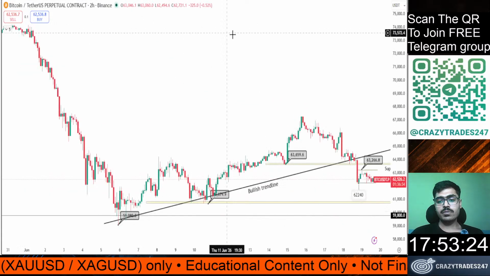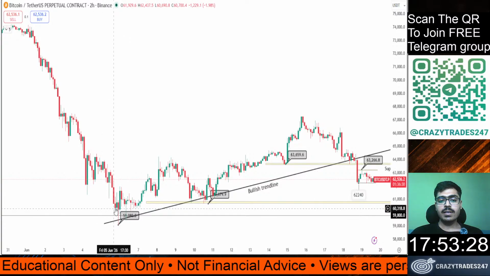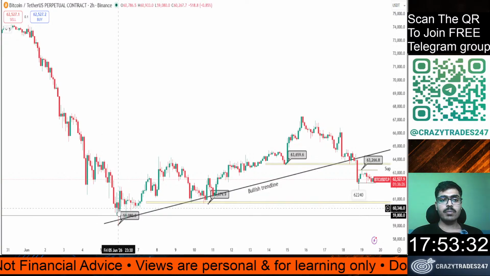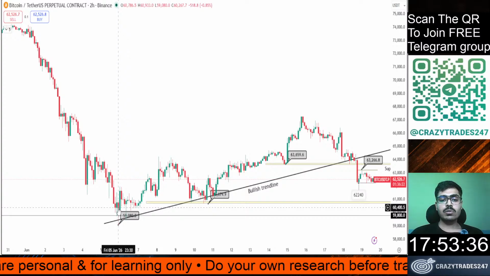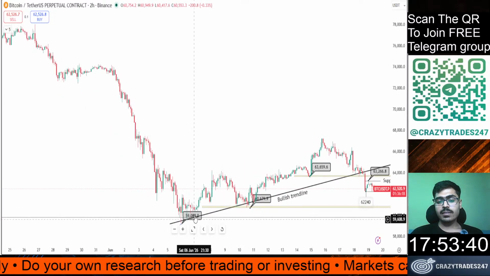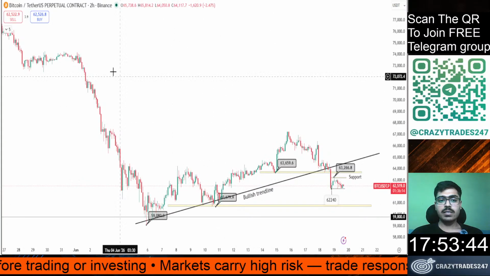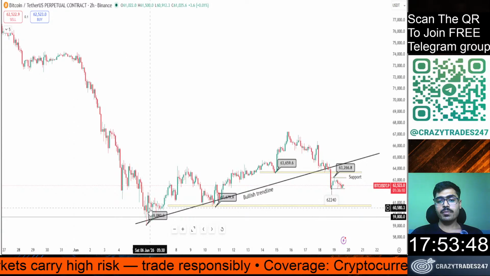One thing which we are aware of is that Bitcoin was in a downtrend till 5th June. 5th June was the day on which Bitcoin made a lowest low. This lowest low was at the level of 59,080. And after making this lowest low, it started giving a sustained up move, which was essentially the retracement for this down move.